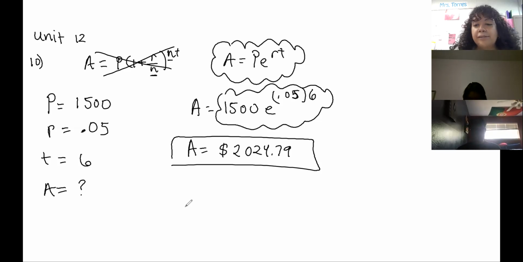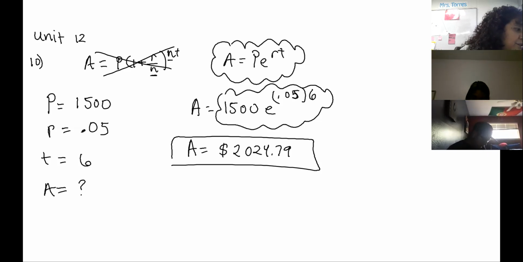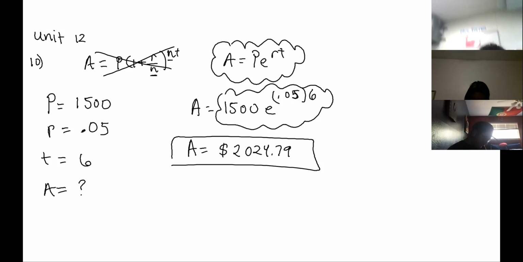Okay, any others? Could you go over 25 and 26 on unit 12? 25 and 26? Sure. That's the one where they give you certain logs and you have to rearrange it. Is that correct? Yes. Okay.